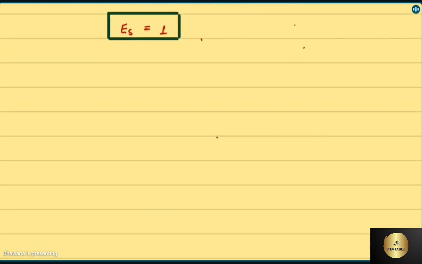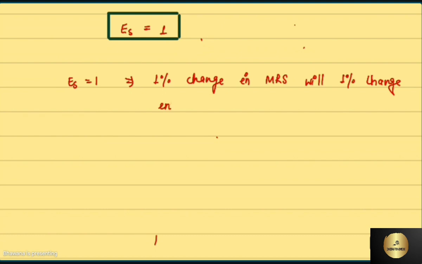So what is the interpretation of this? It means a 1% change in MRS will lead to a 1% change in the ratio of y/x. This is the interpretation of this particular value, that your elasticity of substitution is equal to 1.